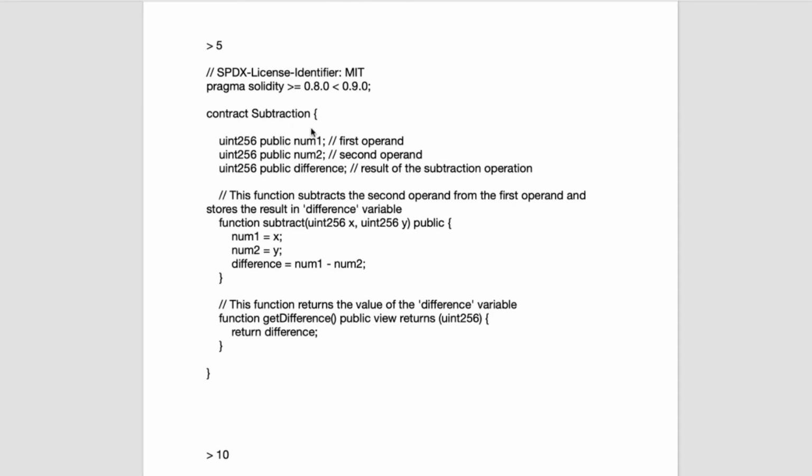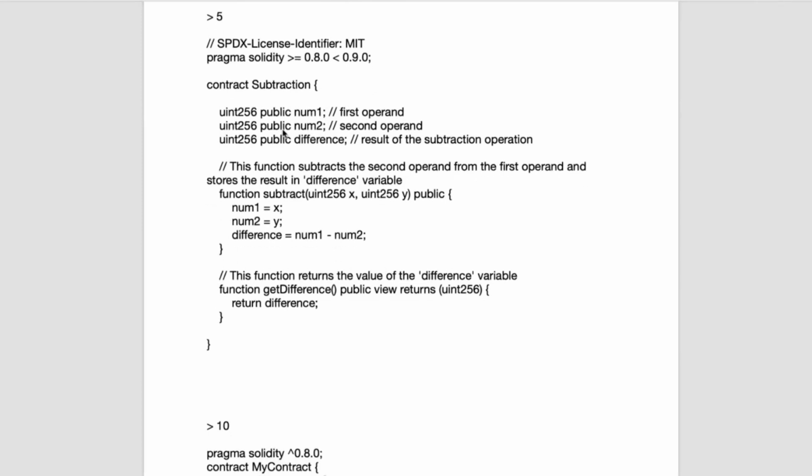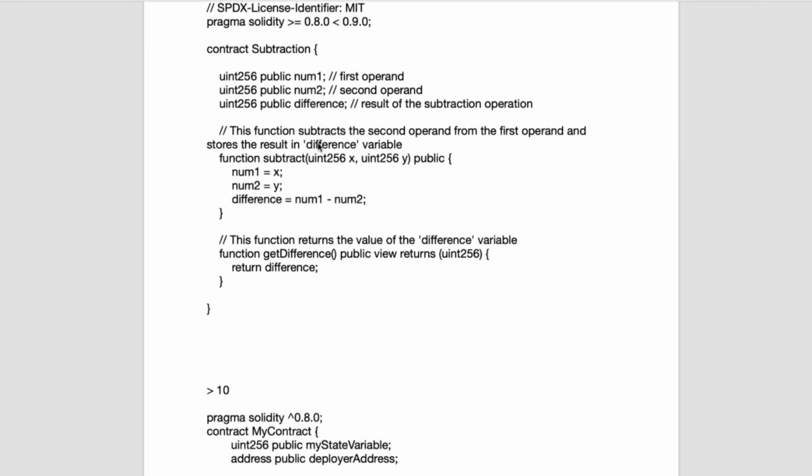The next line, contract Subtraction, begins the definition of the contract. The next 3 lines are the state variables I am working with on the Ethereum blockchain. State variables are utilized to store information in the contract storage permanently. By defining these 3 lines, we are defining 3 state variables that are going to be explained in more detail in the next slides.